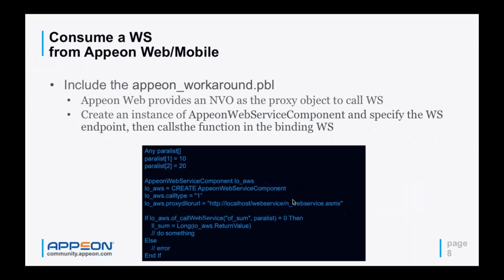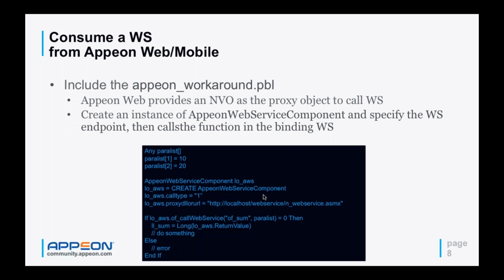Now, the equivalent code from the Appeon perspective. First step is to include the Appeon workaround PBL. It is a library that you may want to include in your project, and the library is copied during the Appeon installation and contains a set of APIs that facilitate the implementation of features that are not available from the PowerBuilder IDE. Here you find an NVO that is called Appeon Web Service Component, which works as the proxy object that we have seen in PowerBuilder. So it calls the web services.